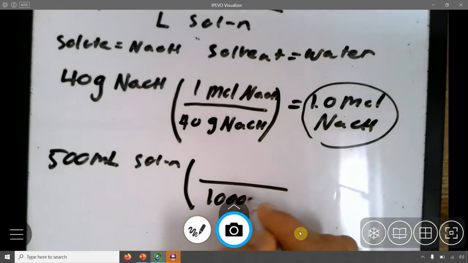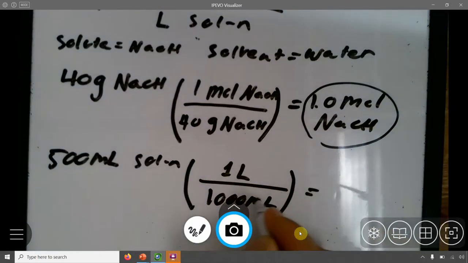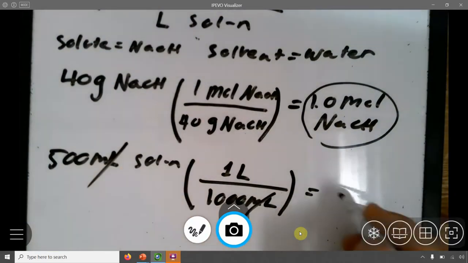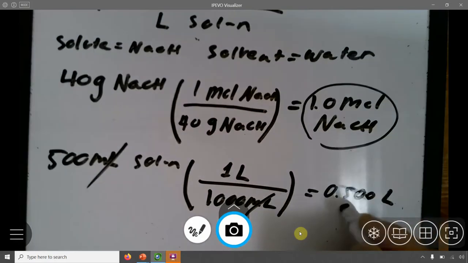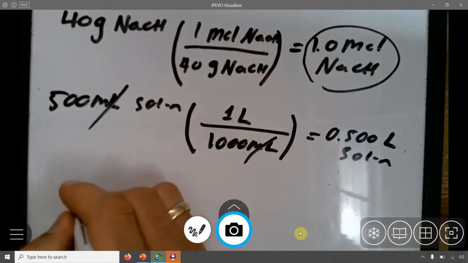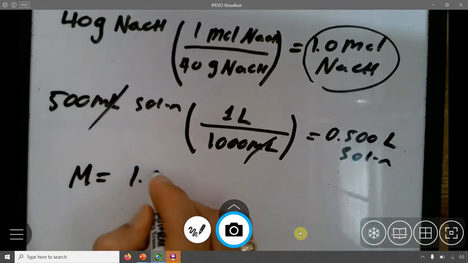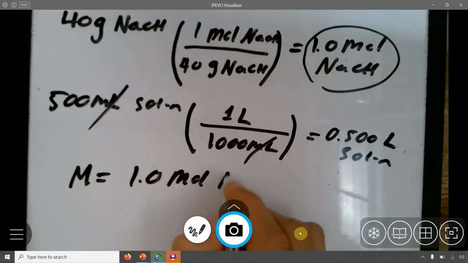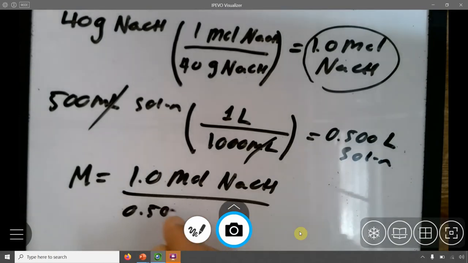I have 1,000 mL per liter, right? My milliliters would cancel. Great. And I get that this is a 0.5 liter solution. Great. So now I'm ready and equipped to get my molarity. The molarity of the solution would be 1.0 mole of NaOH divided by 0.500 liters of solution.